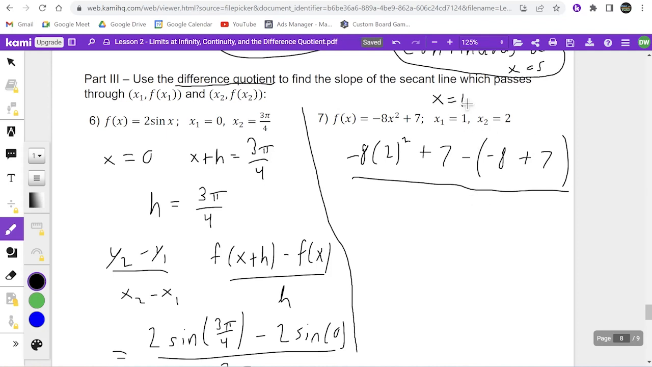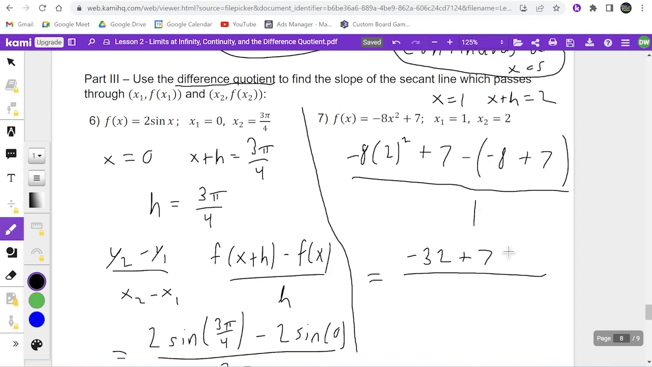Well, if x was 1 and x plus h is 2, then h must be 1. So 1 in the denominator. And so now all we need to do is start simplifying this. So my numerator, negative 8 times 2 squared, which is 4, is negative 32 plus 7. And then minus negative 8 plus 7, which is negative 1.